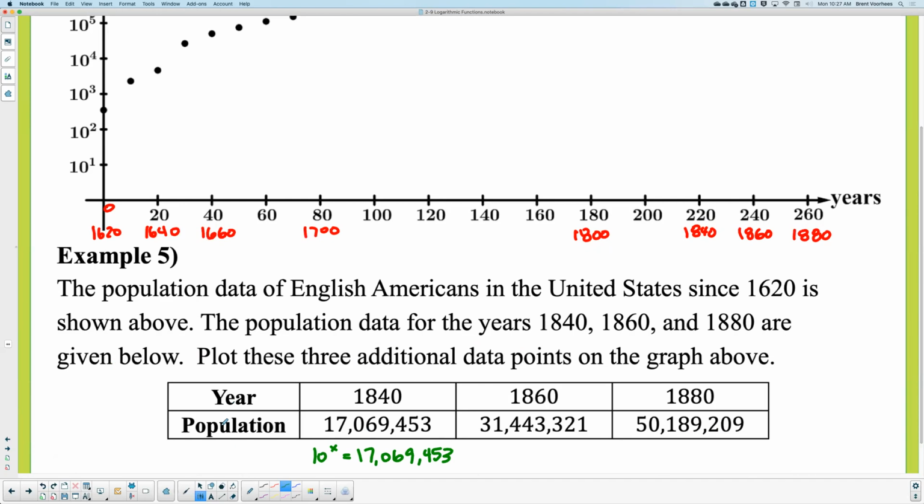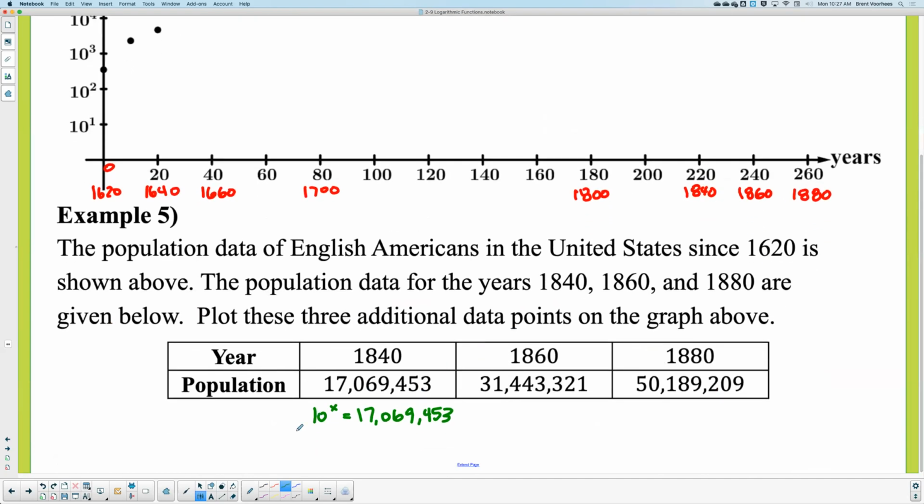A logarithm. That's why we call it logarithmic scaled. So go to your logarithm. This would be the common log. So we're doing common log because the base is still 10. That doesn't change. Of 17,069. Don't type in the commas to your calculator. 453. This will get us our y value. And maybe I shouldn't use the letter x there. I'm going to change that to a y. That will give us our y value.